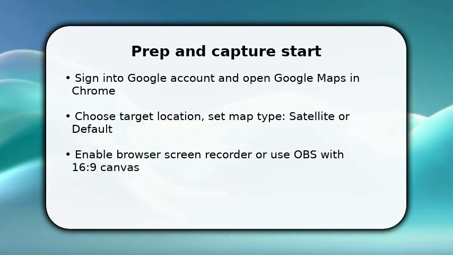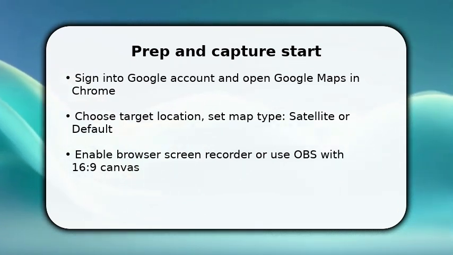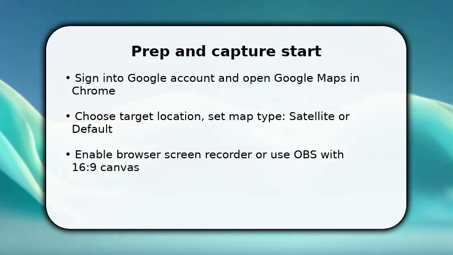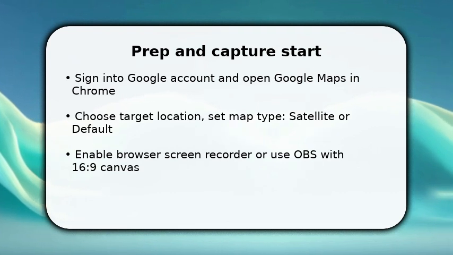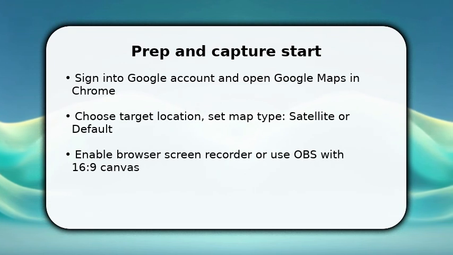Next, set your browser window or OBS canvas to 16:9 and match recording resolution. Once done, position the map at the starting zoom level and disable UI clutter like side panels. This ensures clean frames. Prepare a smooth input device, like a mouse wheel or virtual camera controller, before recording.